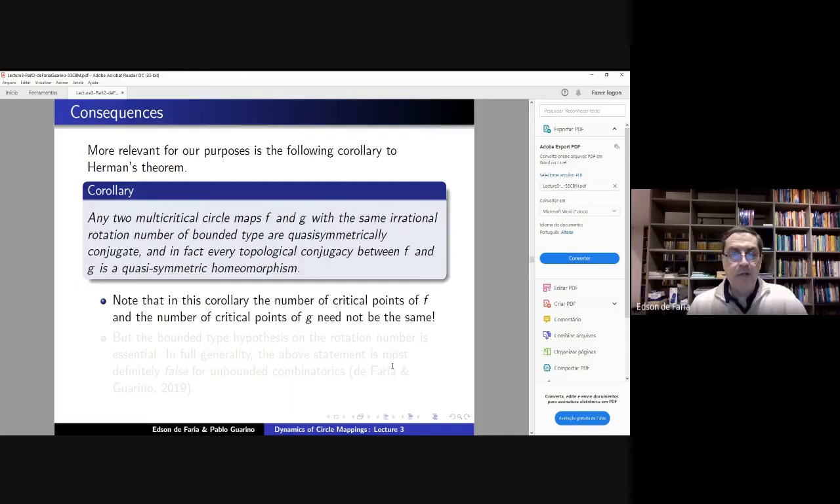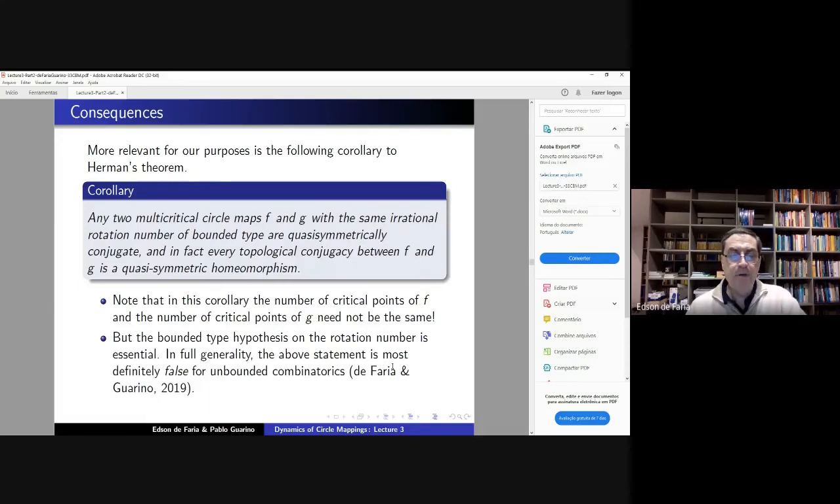What's interesting here is that you don't need to assume that F and G have the same number of critical points at all. They can have very different numbers of critical points, okay? But the bounded type hypothesis is really essential. In fact, there is a recent paper that Pablo and I wrote a couple of years ago where we exploit the situation and we examine pretty much when a conjugacy between two such maps with the same rotation number is quasi-symmetric, and so on.